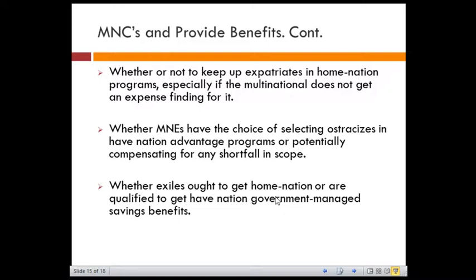There's also whether MNEs have the choice of enrolling expats in host nation benefit programs, or potentially compensating for any shortfall in the scope, whether expats ought to get home country benefits, or are qualified to have host nation government-managed saving benefits.